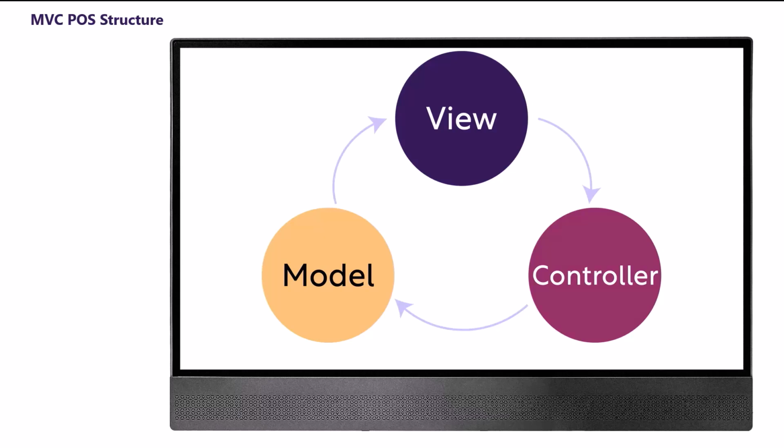So below is how the MVC flows. The user interacts with the view, the controller receives the interaction, the model processes the request, updated data is returned, and the view refreshes accordingly. This separation keeps the UI responsive and the logic clean.